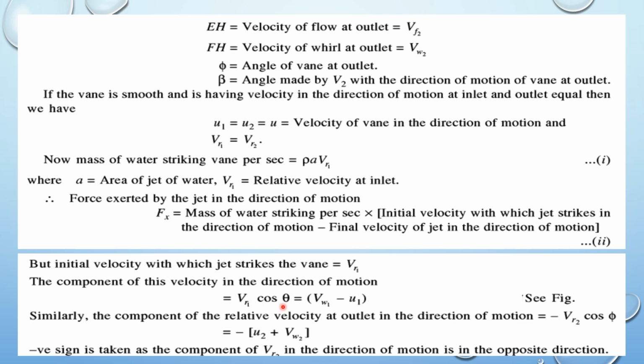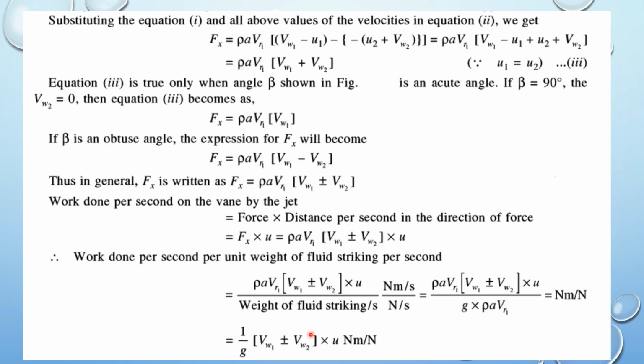That is Vr1 cos theta, which is equal to, from the figure we can see that Vr1 cos theta is Vw1 minus u1. You please refer to the figure, then you will understand how this has come. Similarly, you will get the relative velocity component at the outlet, minus Vr2 cos phi. It is minus because it is in the opposite direction, and from the figure again you will get the expression like this. And substituting all these values in your equation for force exerted, you will get the expression like this. Let us call it equation number 3.